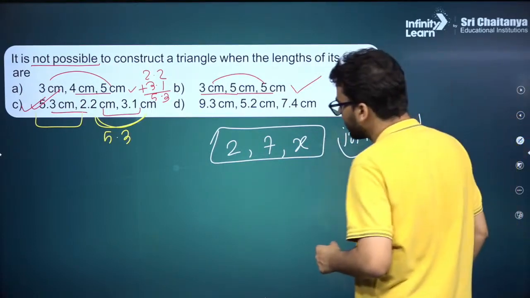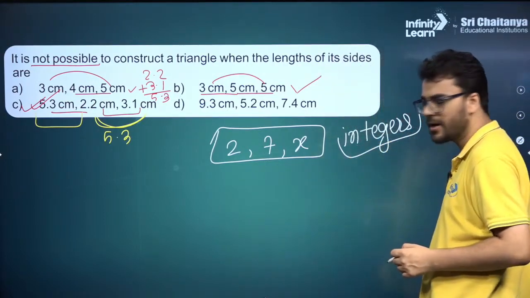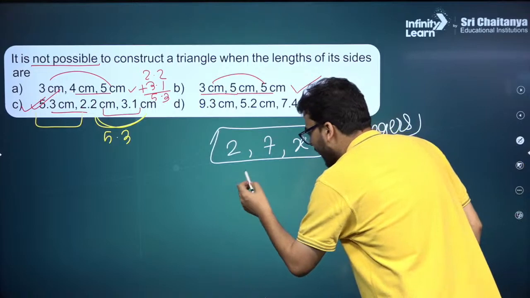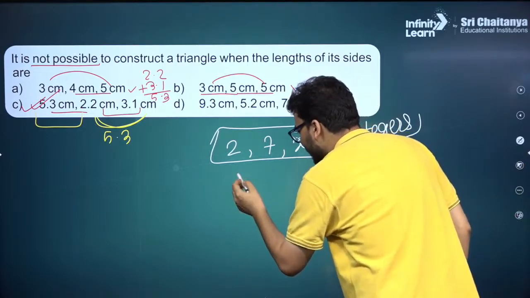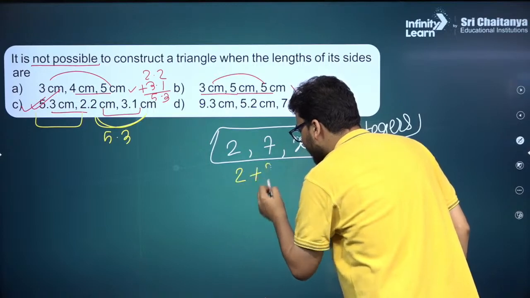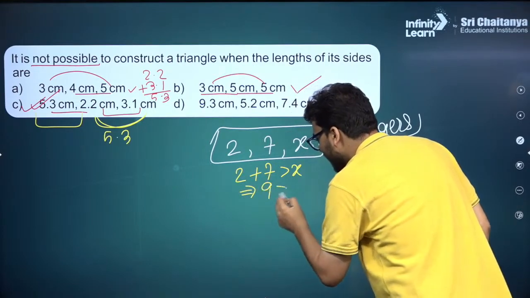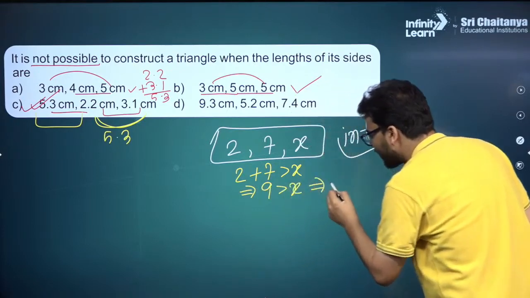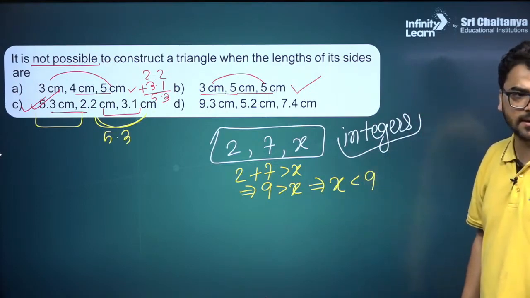Now you see over here, basically, what will happen, guys? Is the sum of the lengths of two sides greater than the third side or not? So therefore, can I not say that the sum of the lengths is greater than the third side? So 2 plus 7 is greater than x. Can I not say that 9 is greater than x, or I can write this same thing like this, x is smaller than 9. Can I write like this? You got that?